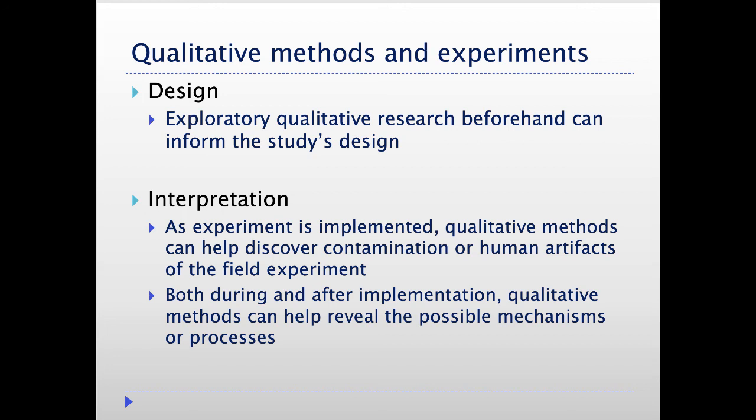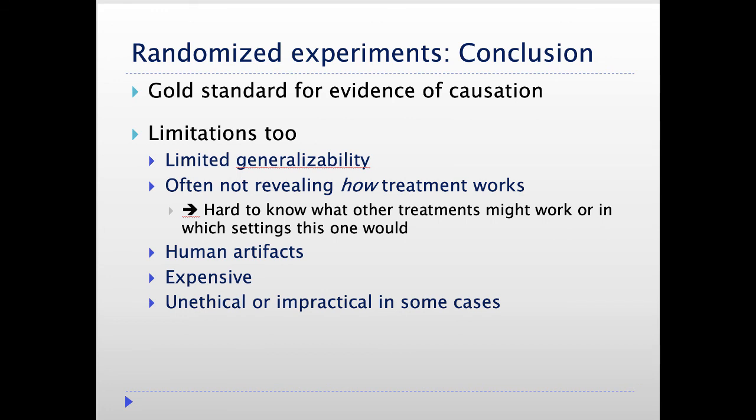It can also be important for interpretation, both when the experiment is underway and, you know, after you get your results. So while it's going on, you can use qualitative research to uncover contamination or other human artifacts in a field experiment. Both during and after implementation, qualitative methods can reveal possible mechanisms or processes.